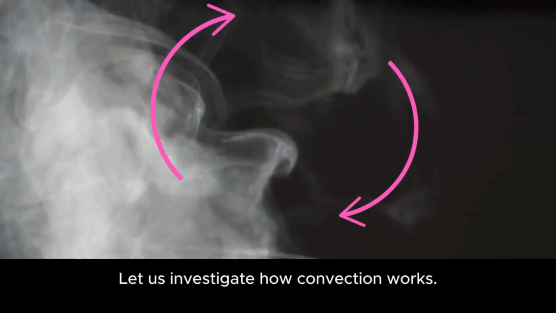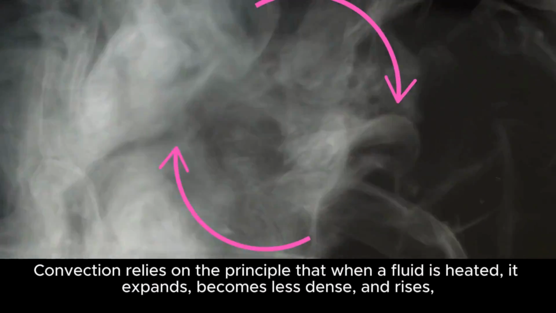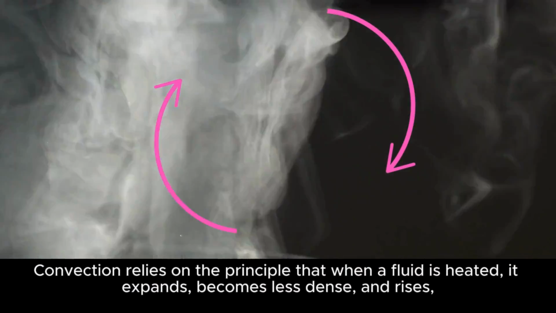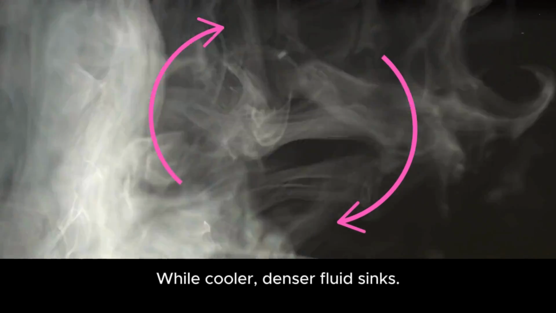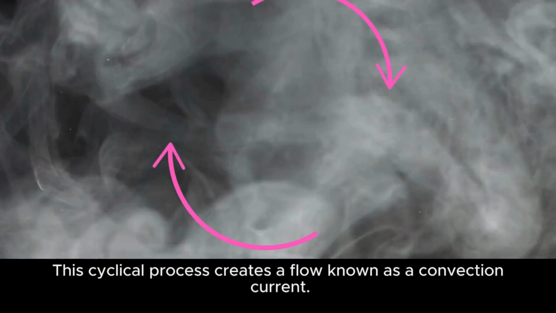Let us investigate how convection works. Convection relies on the principle that when a fluid is heated, it expands, becomes less dense, and rises, while cooler, denser fluid sinks. This cyclical process creates a flow known as a convection current.